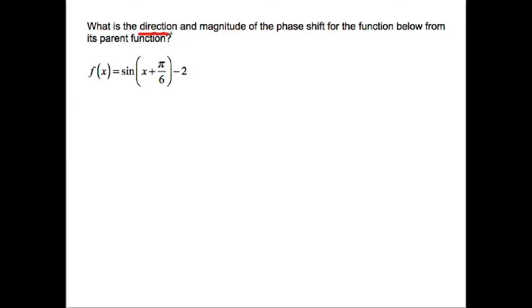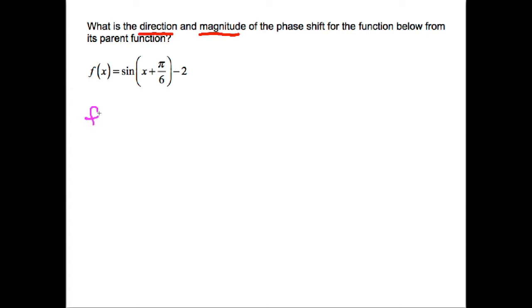What is the direction and magnitude of the phase shift for the function below from its parent function? f of x is equal to the sine of the quantity x plus pi over 6, and then minus 2. So because we have a parent function of sine, I know my standard form.